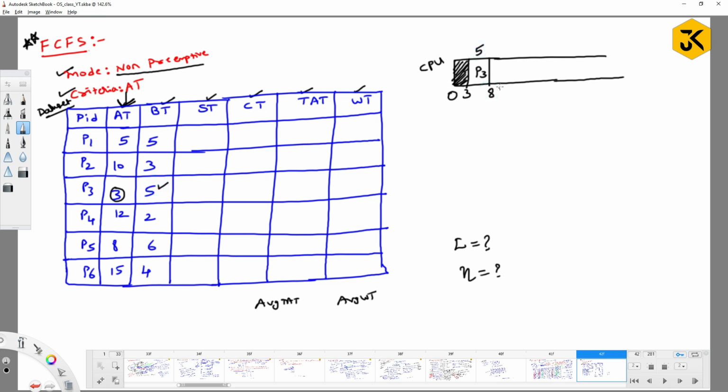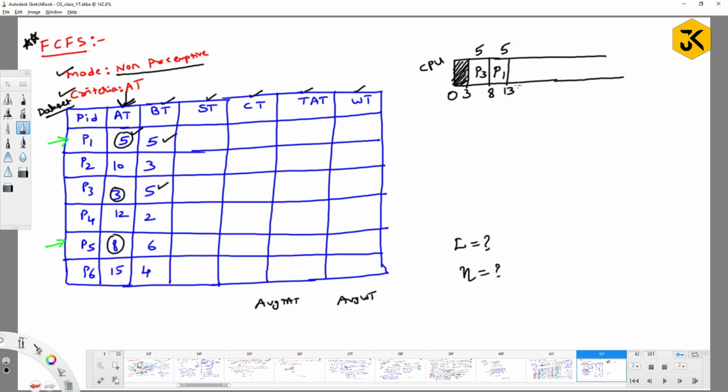Which means it's going to end by 8. By the time of 8 units, P1 will come and P5 also arrives. Between P1 and P5, which one will get the first priority? P1 will get the priority because its arrival time is less than the P5 arrival time. So P1 will be served first, whose burst time is 5. It will complete by 13.